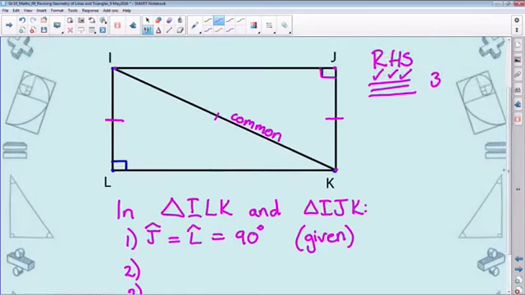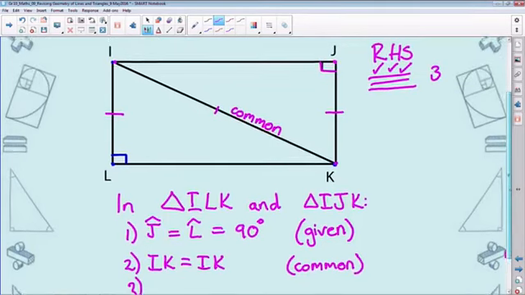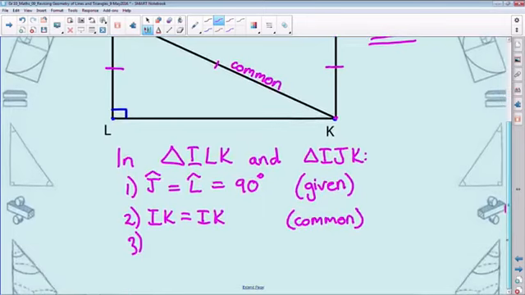Okay, so the next thing I need to prove is a hypotenuse. My hypotenuse is common. So I'm just going to write here, IK is equal to IK. Feels a bit silly, doesn't it? But it is what it is. And my reason is that it is common. That's why they're equal to each other. And lastly, I need to prove that two sides are equal to each other. So that's IL and JK. IL is equal to JK. And why? Because it was given. I was told they were equal to each other.